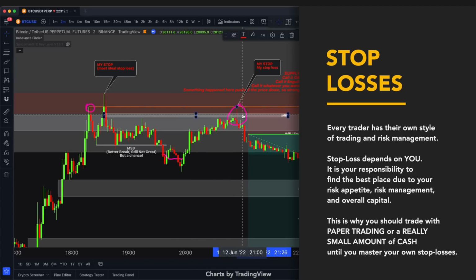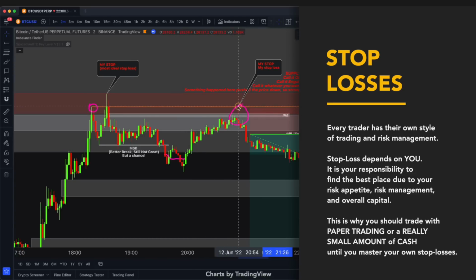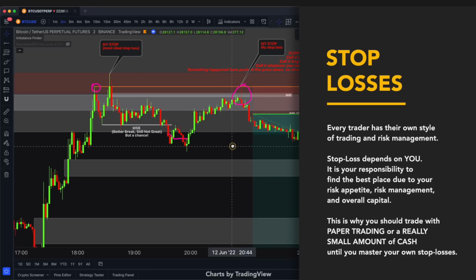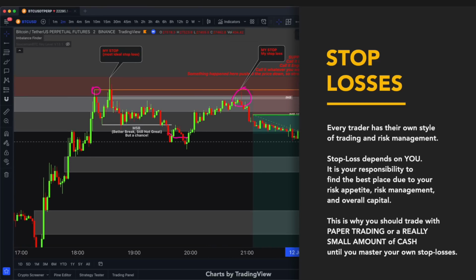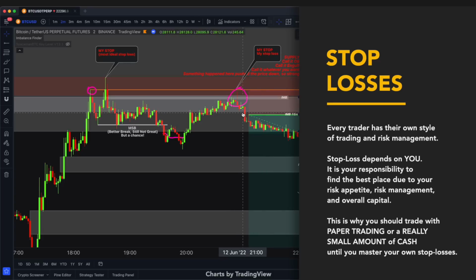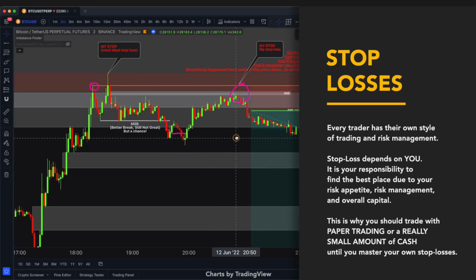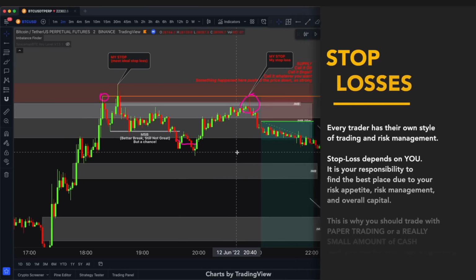The second possible place is the top wick right after your entry. This will increase your reward greatly. However, you are so close to being stopped out. These all depend on your capital and your risk management. I cannot guide you about how much risk that you should take.